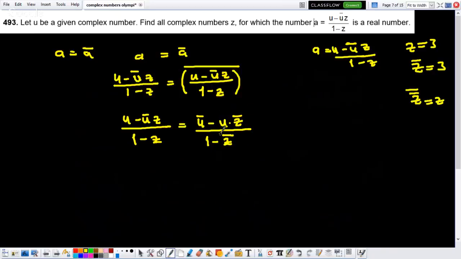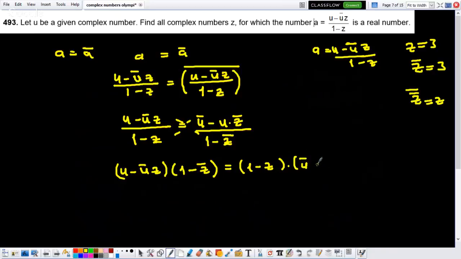Okay, what we are going to do is cross-multiply these terms here. It's going to be (u minus u conjugate z) times (1 minus z conjugate) is equal to (1 minus z) times (u conjugate minus u z conjugate). I'm going to distribute to both sides. Here, I'm going to apply the distribution rule.